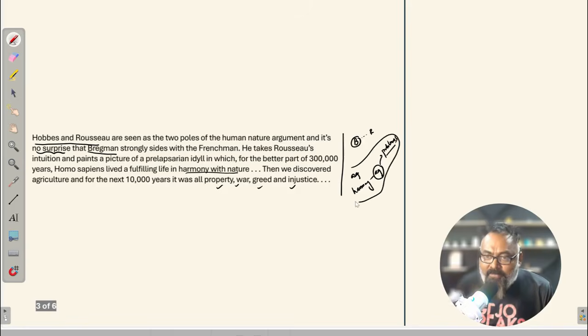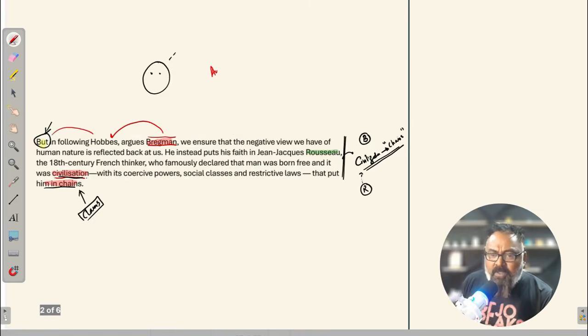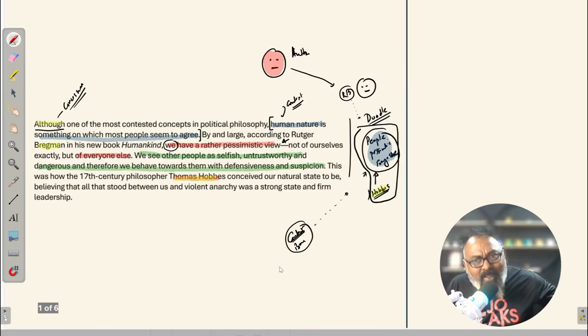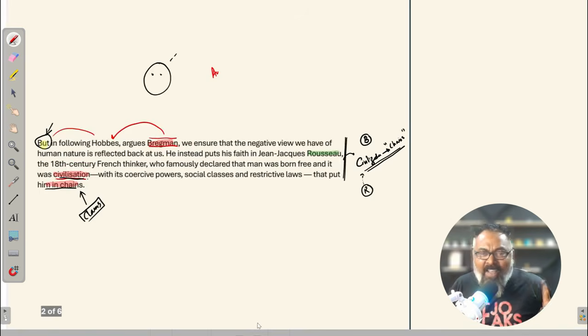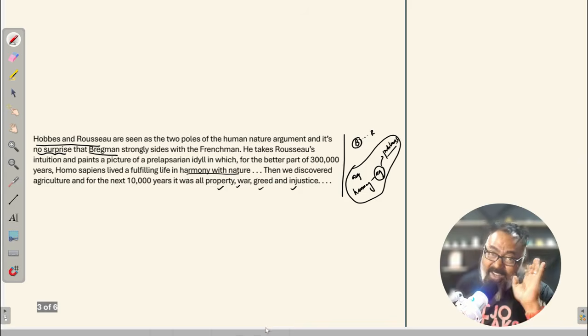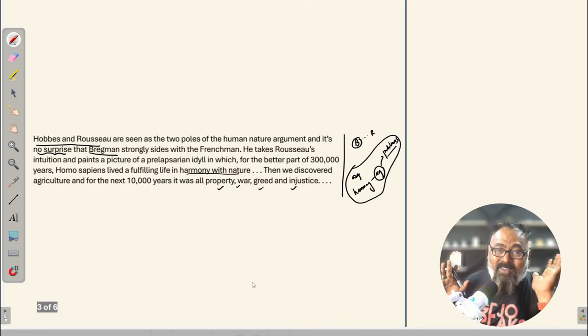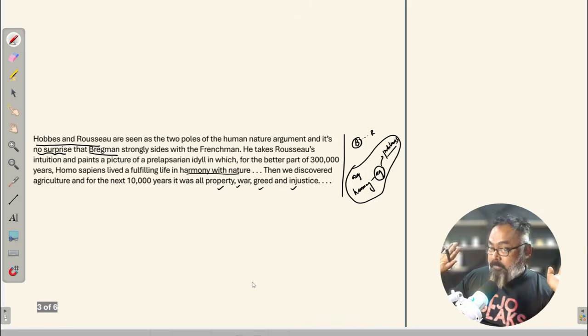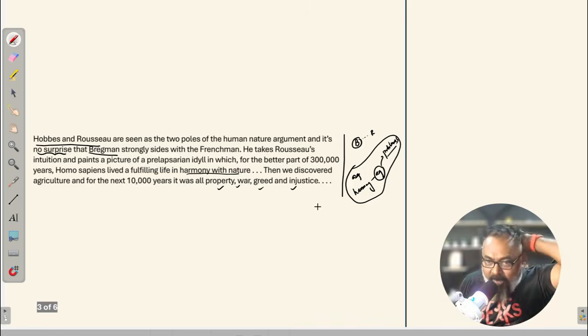That's it. So what has been established so far in our head? People think that everybody is very pessimistic about others. We are all, human nature is bad. Hobbes says it. Bregman is like, no, civilization is a problem. I'll tell you why: because we used to live in harmony. Nomadic life was very harmonious. But agriculture happened, and bad things happened. Nice. Now, where is this going?